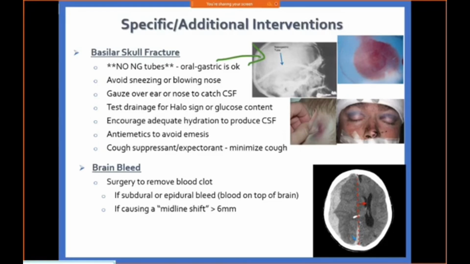We don't want a lot of sneezing or blowing of nose. We let the drainage kind of run out. Put the gauze, again, this is CSF, it's not sinus drainage.